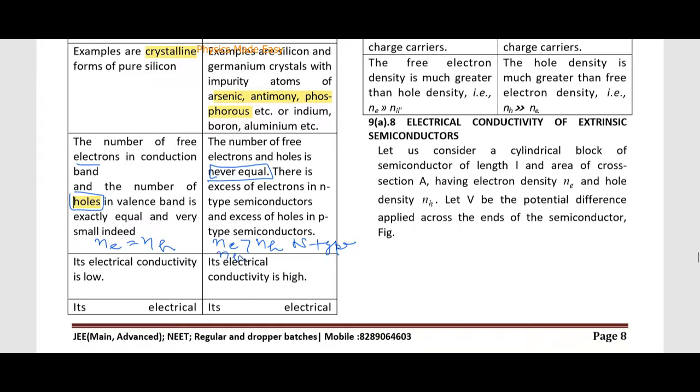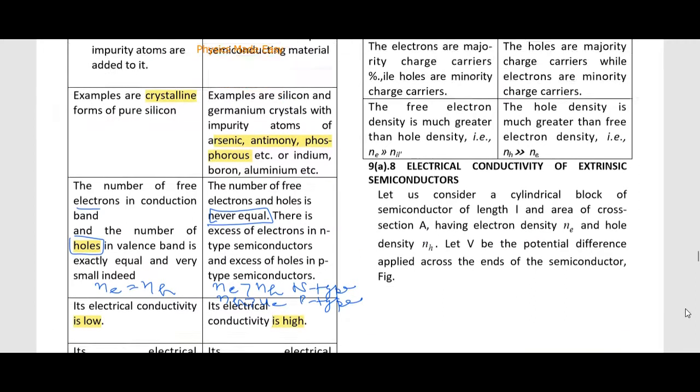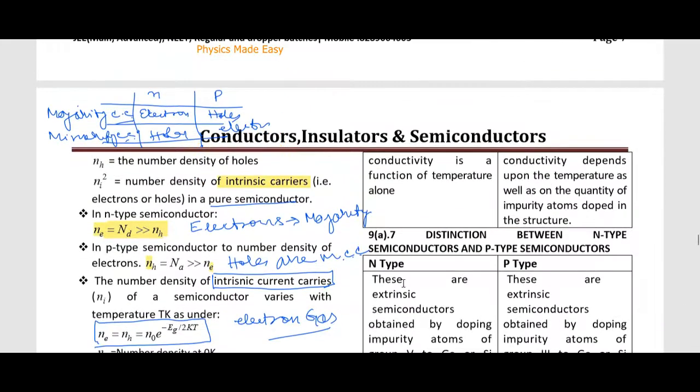And in P-type, it is P-type. Its electrical conductivity is low, and here electrical conductivity is high. In the intrinsic case, electrical conductivity is a function of temperature alone. In extrinsic semiconductors, it depends upon temperature as well as the quantity of doping, and in case of intrinsic it is temperature only.